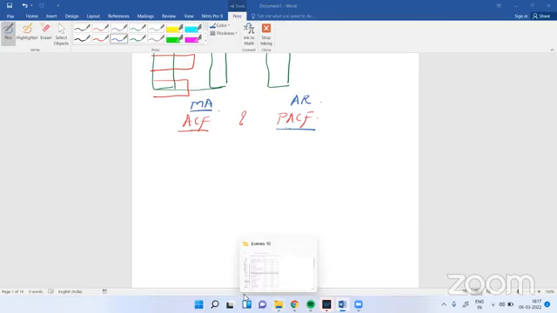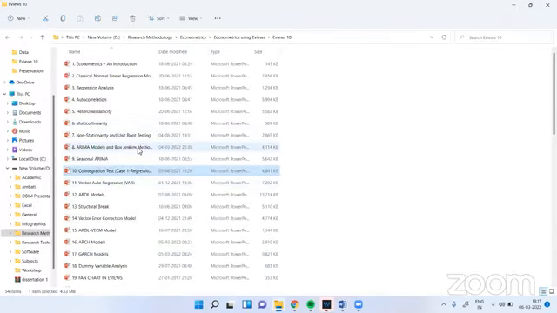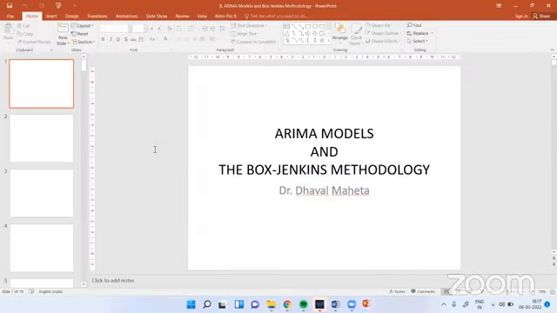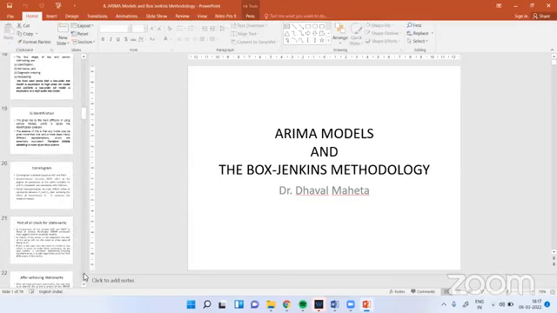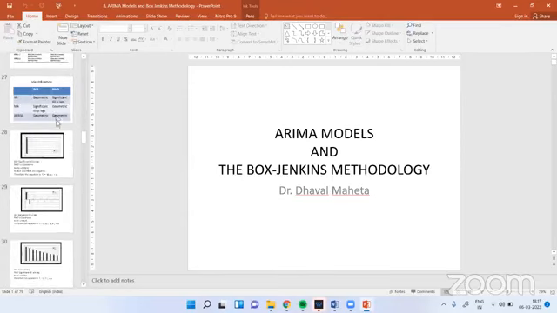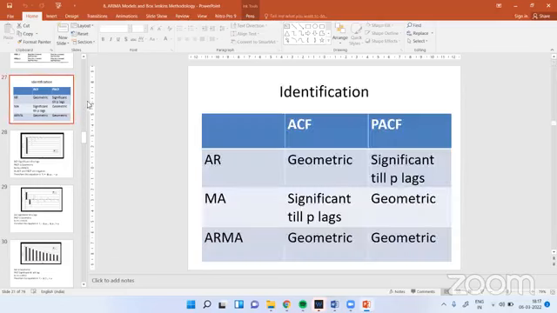Right. Now, what are those patterns which we have to study? There can exist only three types of patterns. In any data, it can only have three types of combinations. ACF is geometric and PACF is significant till P lags. For MA, ACF is significant till Q lags and PACF is geometric. And for ARMA, both are geometric. Let us try to understand what they mean.